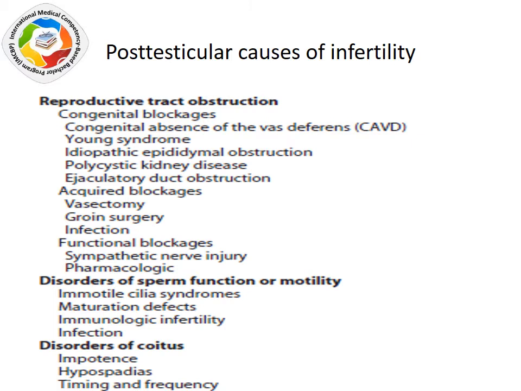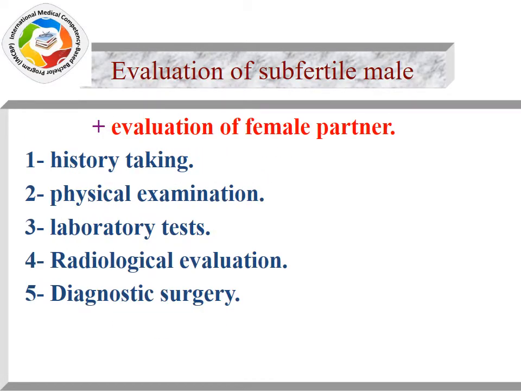Also, there are some disorders affecting sperm function and motility, as the sperm is already formed but is malfunctioning, as in Montgomery syndrome, maturation defects within the epididymis, immunological infertility due to the presence of antibodies that cause deficient movement or function, and infection and its toxins. Also, disorders of coitus are regarded as a post-testicular cause of infertility, such as erectile dysfunction, hypospadias, and the timing and frequency of coitus with deficient coordination with the timing of ovulation.